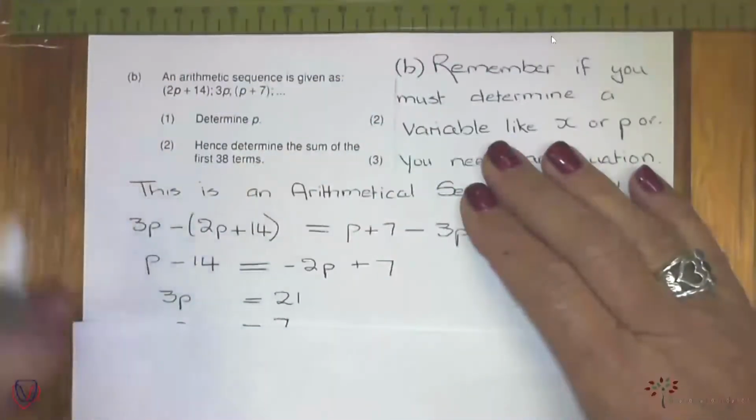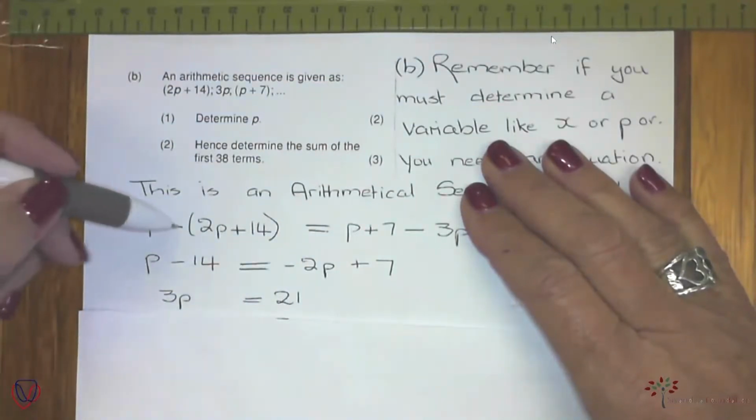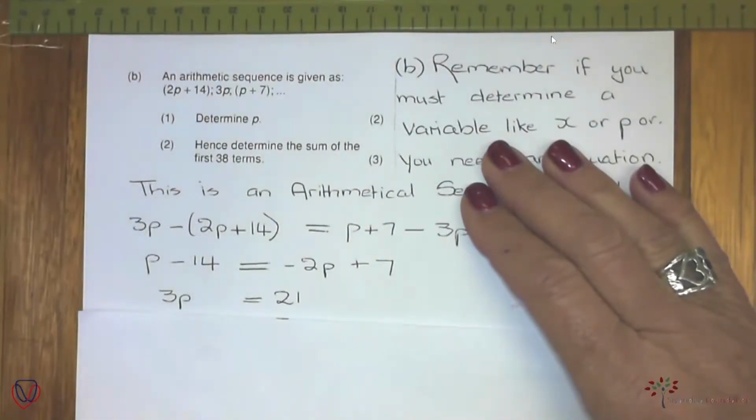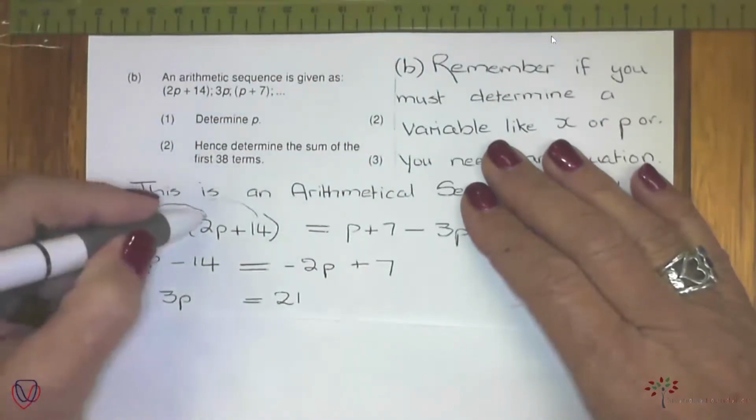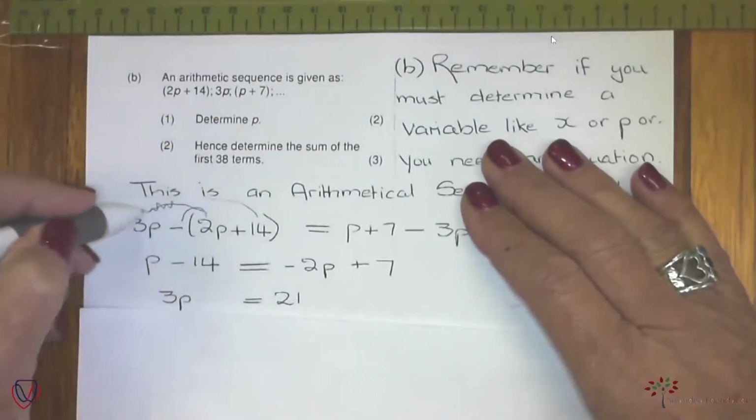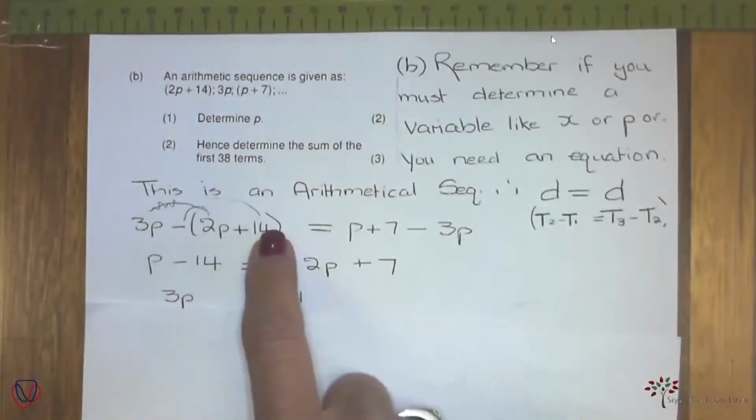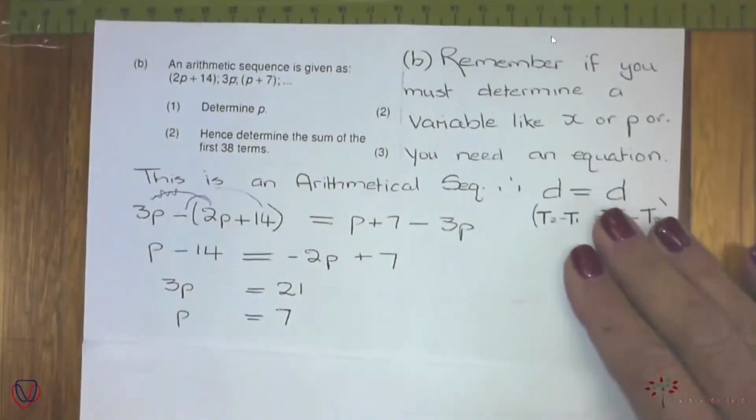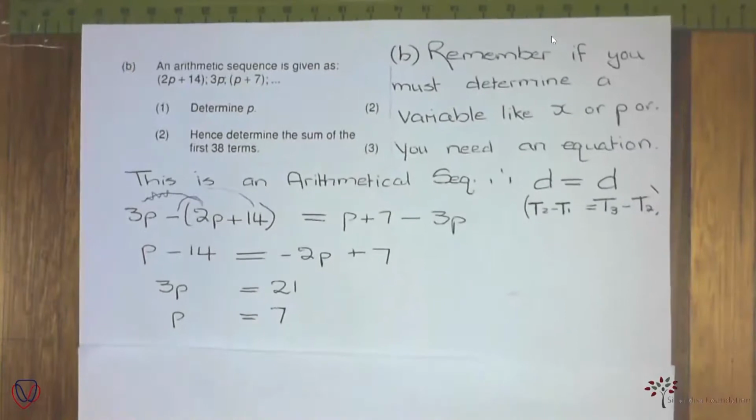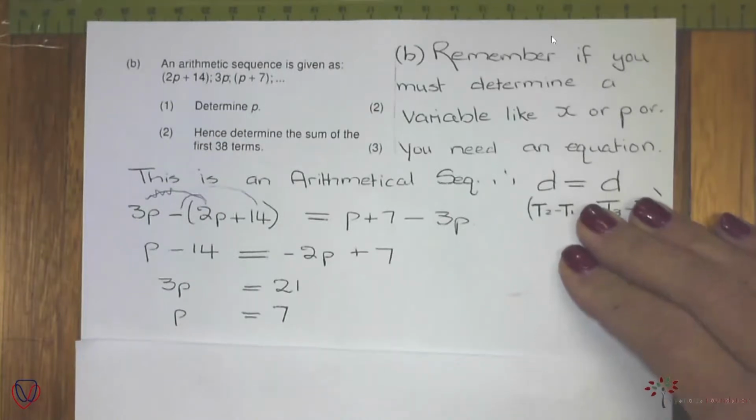No, I didn't. I just skipped a step. Sorry. 3P minus 2P gives me P minus 14. Okay. I mustn't do that. You might multiply the negative with that term and that term, not the 3P, people. Okay? Right. Then I solve for P and P is equal to 7. That's not so difficult. But please realize that you need an equation. You cannot just solve for P.